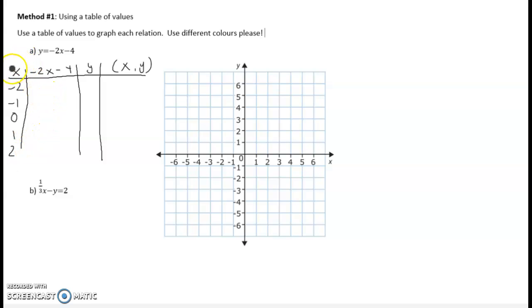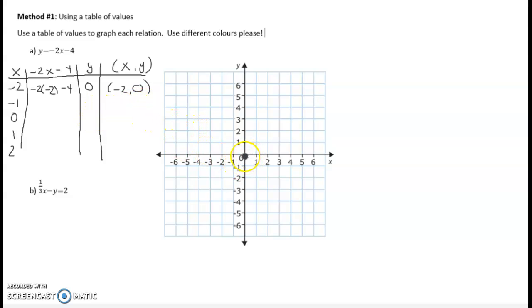Okay, so wherever we have our x, we are plugging it in. So it's negative 2 times negative 2, and then minus 4. So negative 2 times negative 2 gives us positive 4, and 4 take away 4 is 0. So our first point is negative 2 and 0. Okay, and let's put that point on.